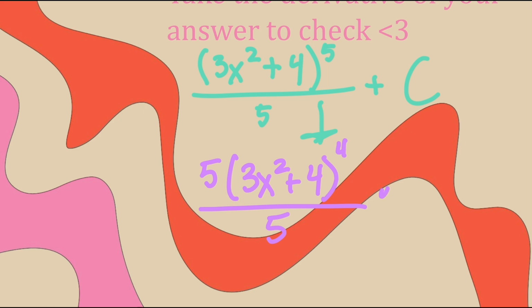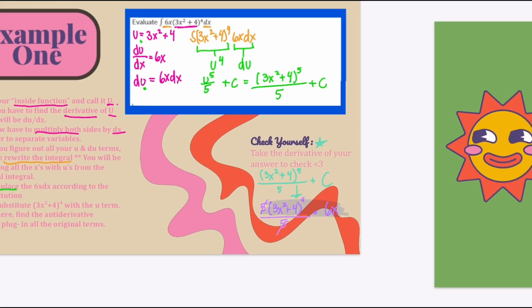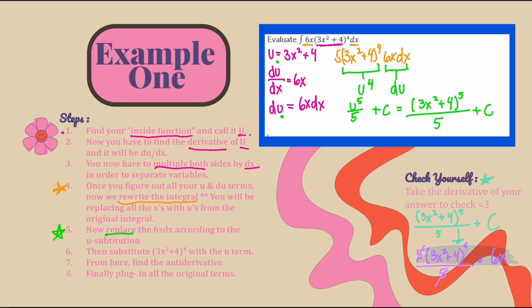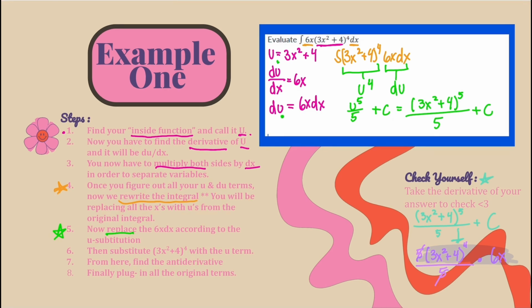Oops, actually it's not plus c, it's going to be times 6x. And then from there, we're going to cancel it out, and we still end up with what we started with. And I just think that's so cool that you can check yourself and make sure you got the right answer, because it's going to lead you back to the original problem. Now that we have that figured out, let's go ahead and move on to example 2.